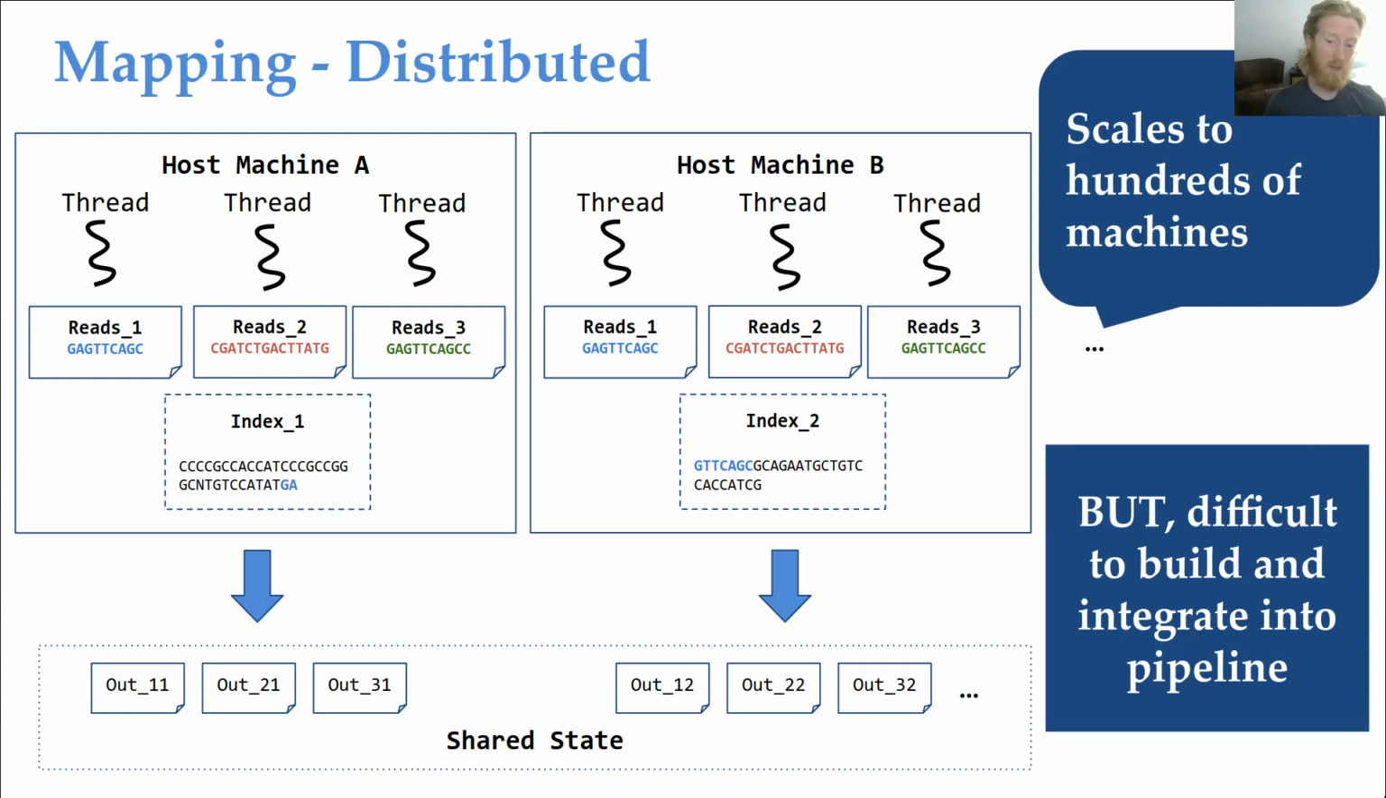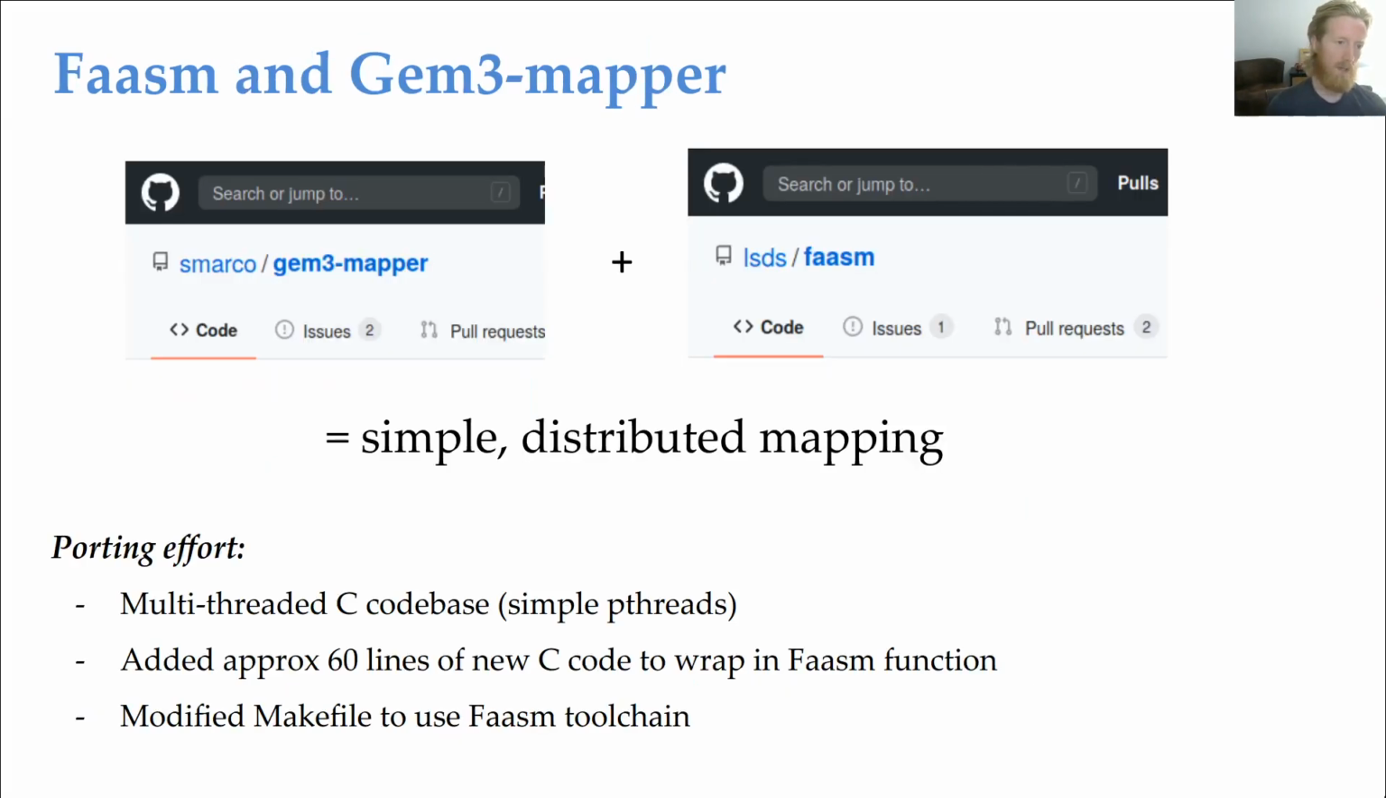However, as with any distributed system, this is difficult to build and even more difficult to integrate with the genomics pipeline itself. And this is where the idea of serverless computing comes in. We can think of each of these threads as a serverless function that takes in some read data and some index data and writes this output. To do this as part of Cloud Button, we took the Gem3 mapper, which is an open source mapping application, and we ported this to Phasm, our serverless runtime. This gives us really simple but distributed mapping, so it's the best of both worlds.